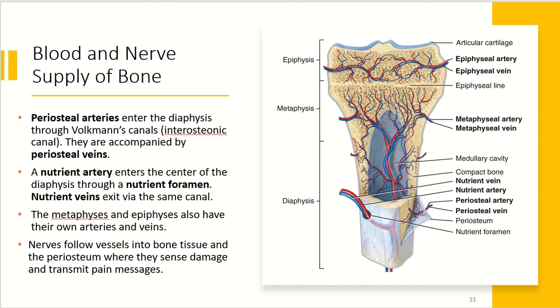The nerves are essentially going to follow the vessels into the bone tissue and the periosteum, where they're going to sense any sort of damage or transmit pain. This is how you know you've broken a bone, because it hurts, because that damage is being detected as pain by those nerves that serve that bone.